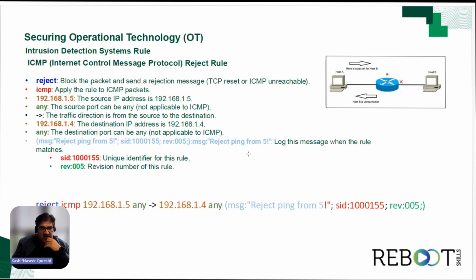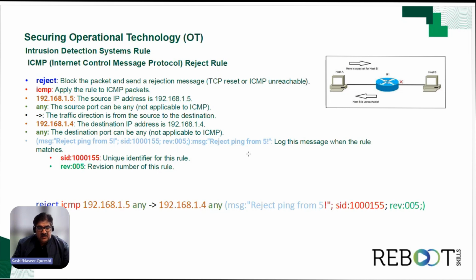The reject action is what we use to block the packet and send a rejection message. I will show you practically how this rule is working. Basically, this rule stops the traffic and informs the sender that the traffic was rejected as well.